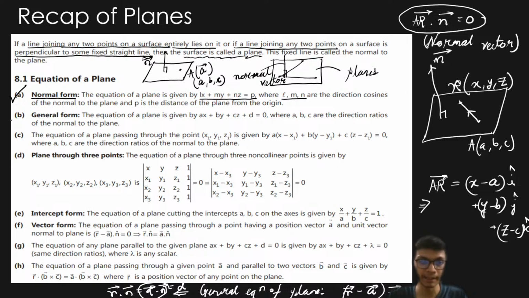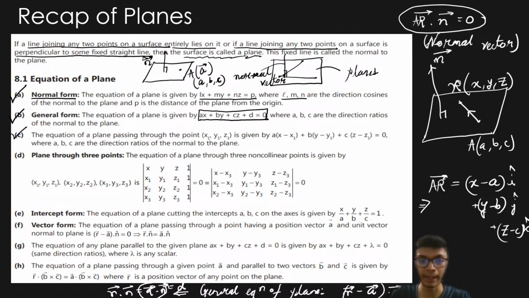Similarly, the general form of plane can be written as ax plus by plus cz plus d is equal to 0. That is the general equation of plane, right? So any polynomial expression of first order in 3 variables is basically an equation of plane, or a linear equation, I would say.